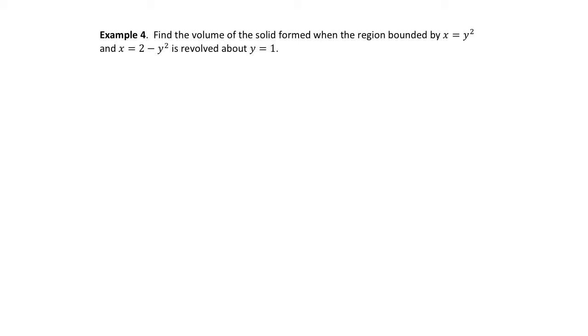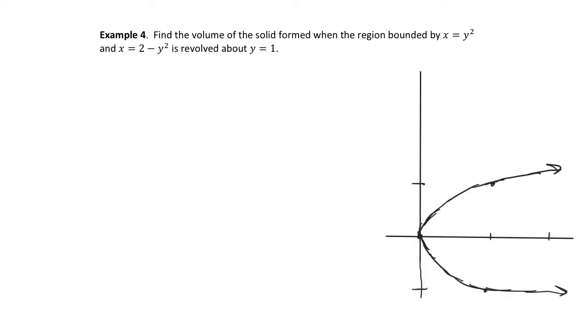So we want the volume of the solid, we've got x equals y squared. That's a little hint about how we might go ahead and do this. The region bounded by x equals y squared, x equals 2 minus y squared. We're going to revolve this about the line y equals 1. X equals y squared is like y equals x squared, but laid down on its side. And then x equals 2 minus y squared will also be a parabola.